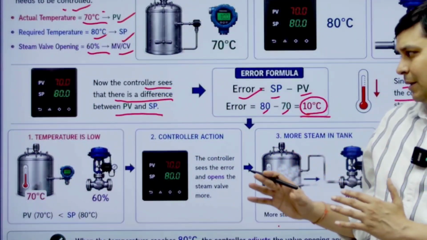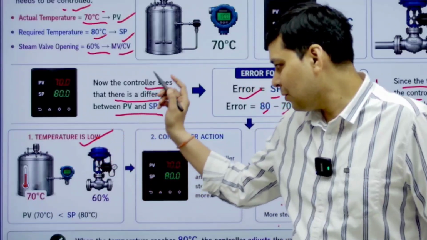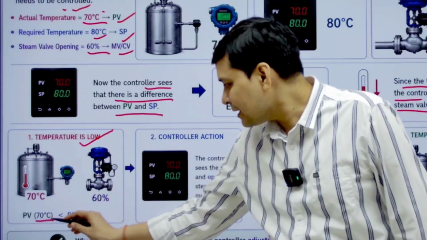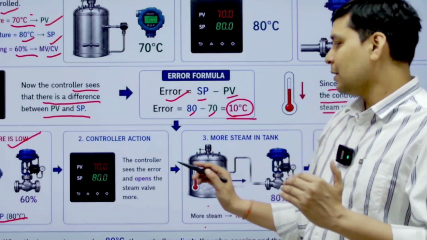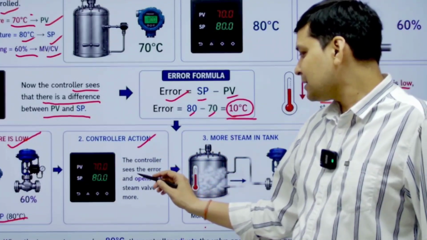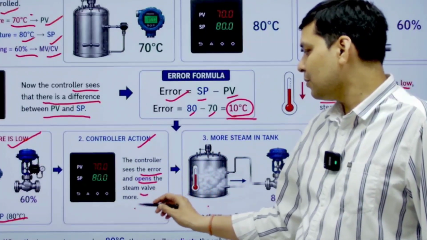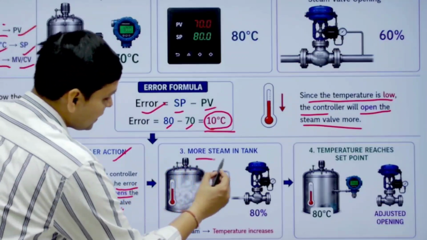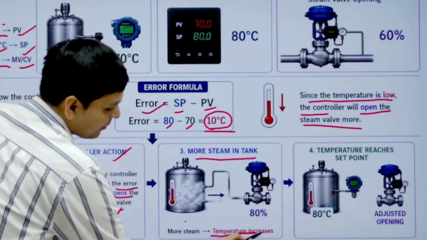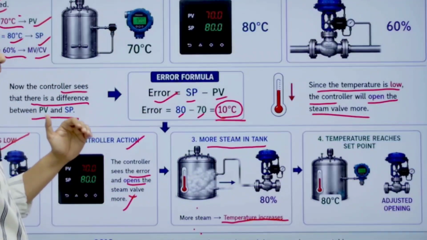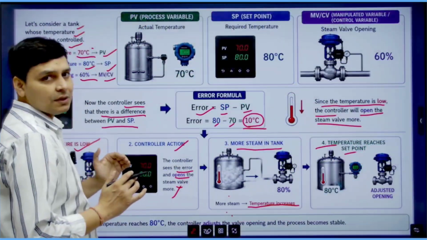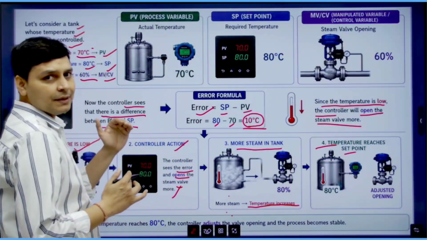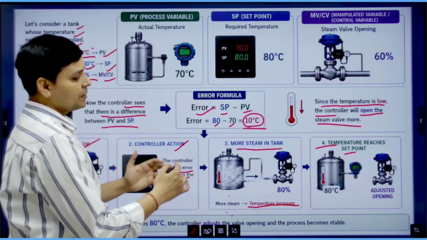And here are the steps. First, the temperature is low, PV is 70 degrees Celsius and it is less than SP. Then the controller action: the controller sees the error and opens the steam valve more. Now, more steam in the tank. More steam means temperature increases. And in the last step, temperature reaches the set point. So this is the total working of the control system, and this cycle repeats continuously.